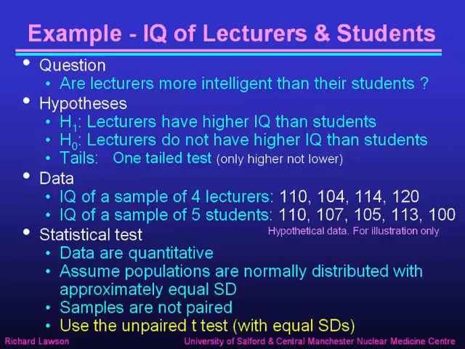The statistical test we use can be a parametric test because the data are quantitative. We can assume that populations are normally distributed with approximately equal standard deviation because they both come from IQs, and the samples aren't paired because we've got different people in the lecturers and the students group, and they are different numbers anyway, so there's no way we could possibly pair them. So we're going to use the unpaired t-test, and we'll assume equal standard deviations because there's no reason to suppose that the standard deviations are different.